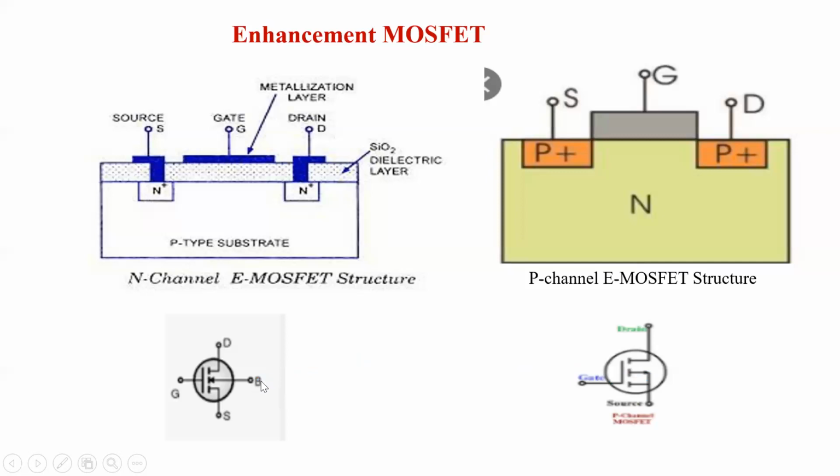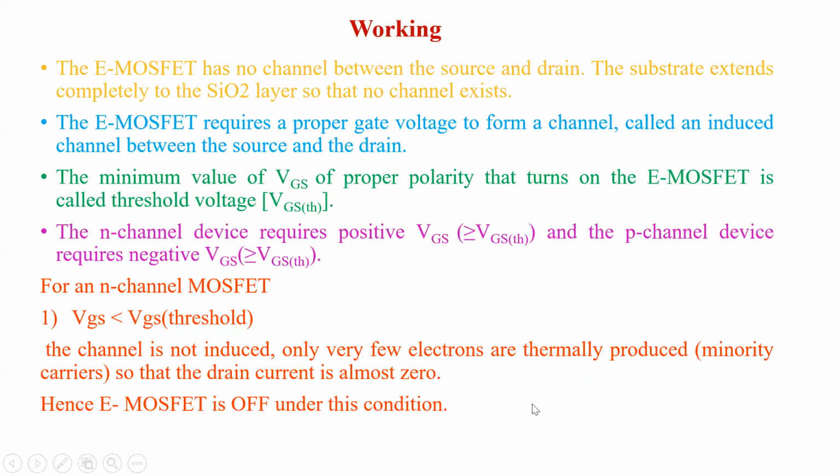Instead of showing the body separately, you may also connect it like this. That is, the body terminal is connected to the source terminal, so the symbol can be like this. As you can see here, the body terminal is connected directly to the source. The same thing you can do here, but be aware of the arrow between N channel and P channel MOSFETs. Now the working of enhancement MOSFET.